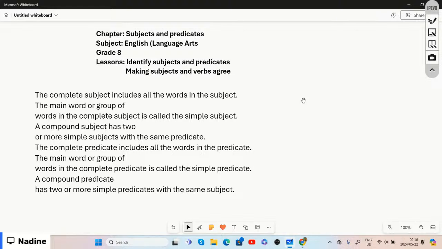But then we have a predicate. It is used in two ways in linguistics. It defines everything within a standard declarative sentence except the subject. So it is everything except the subject, and it starts with the verb and everything else after the verb. That is our predicate. So basically, our predicate is our verb.